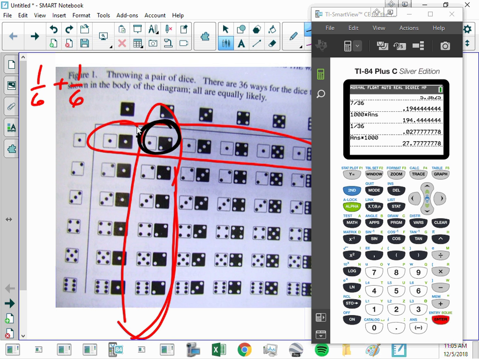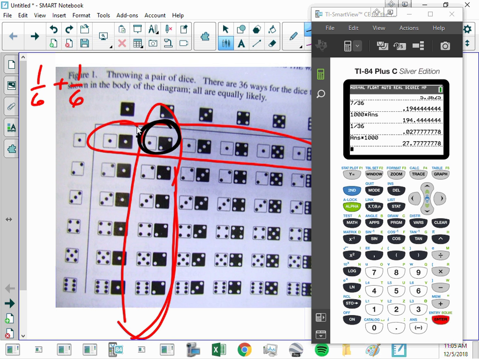So, anyway, I told you I'm not very good at this. So what's the real answer? 1/6 plus 1/6 minus 1 over 36. So 1/6 plus 1/6 won't work because that 1 comma 2 was counted twice. And so we need to subtract that 1 out.